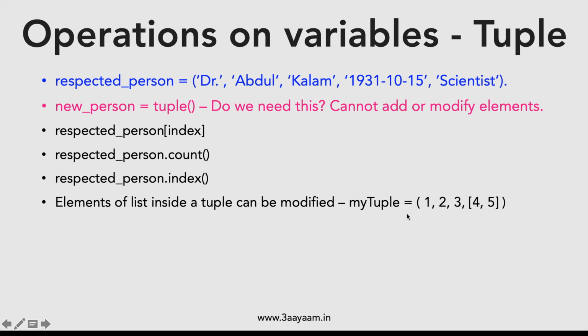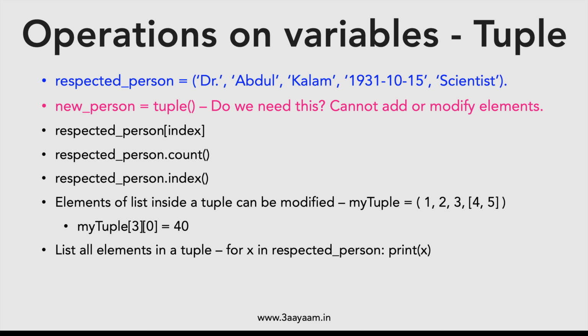For example, let's say I have this tuple, my tuple, 1, 2, 3, and the fourth element is a list. So we can modify the elements 4 and 5 inside of this list. That is possible. So let's say I want to change the value from 4 to 40. We can do that: my tuple fourth element and the first element of the fourth element, which is a list. If we want to list all the elements in a tuple, we use the for loop just like we did in list. So that's most of the operations in a tuple.